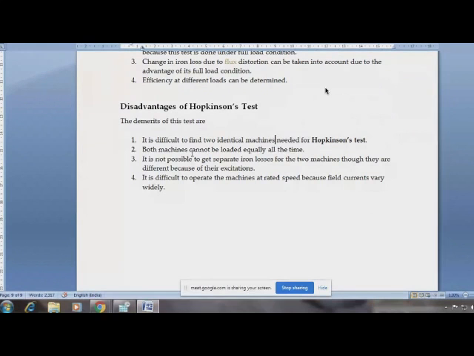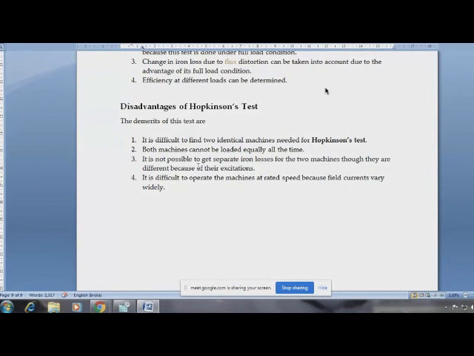Number two, both machines cannot be loaded equally all the time, because again they are not absolutely identical. If they were to be identical, this is fine. But since they are not absolutely identical, they cannot be loaded equally at all times. Number three, it's not possible to get separate iron losses for the two machines, though they are different because of their excitations.